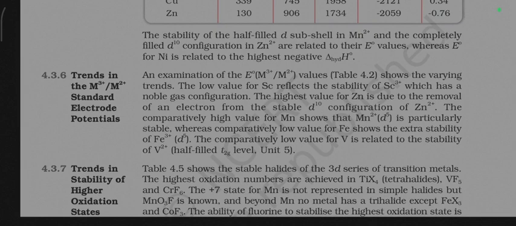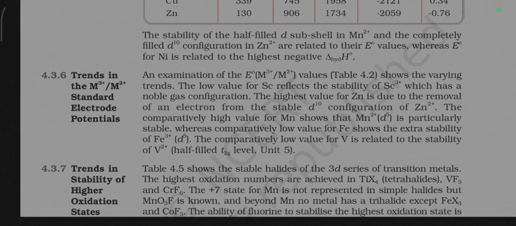Trends in the M3+/M2+ standard electrode potential. An examination of the E° values for M3+/M2+ in Table 4.2 shows the varying trends. The low value for Sc reflects the stability of Sc3+, which has a noble gas configuration. The highest value for Zn is due to the removal of an electron from the stable d10 configuration of Zn2+. The comparatively high value for Mn shows that Mn2+ (d5) is particularly stable, whereas the comparatively low value for Fe shows the extra stability of Fe3+ (d5).